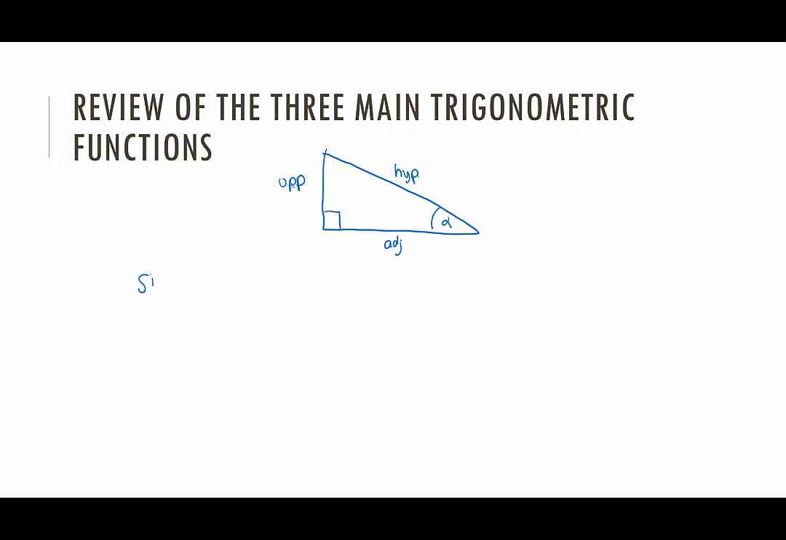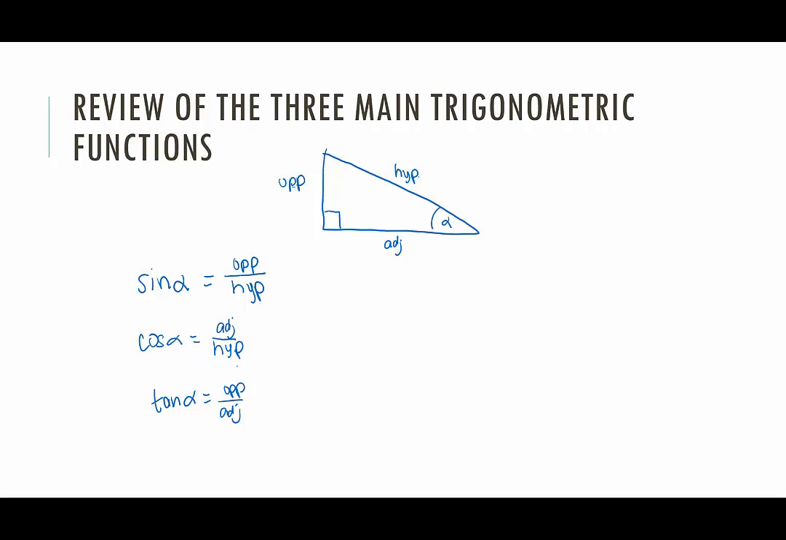So sine of alpha is equal to the ratio of the opposite side over the hypotenuse. So the sine is always the ratio of the opposite side to the hypotenuse. Cosine of alpha is the ratio of the adjacent side over the hypotenuse. And tangent of alpha is the opposite side over the adjacent side. So sine, cosine, and tangent are all ratio functions.